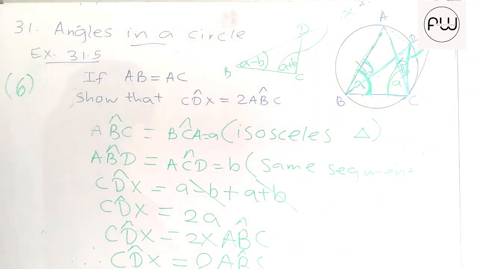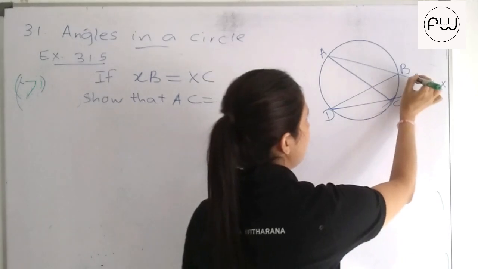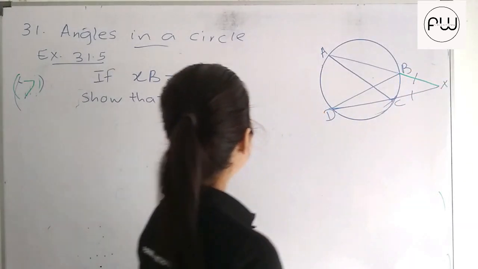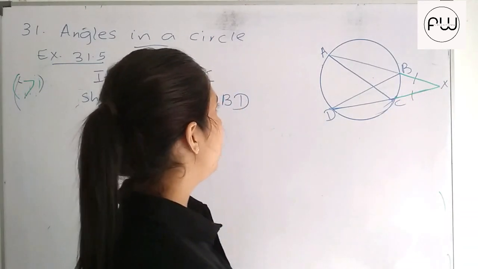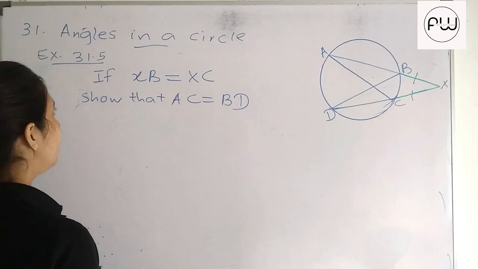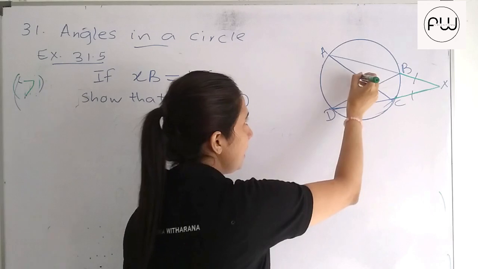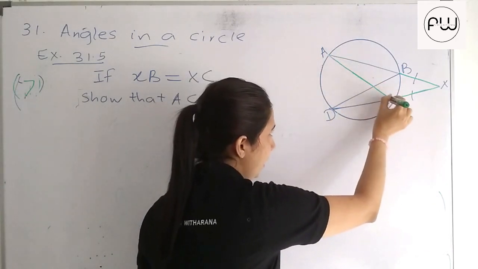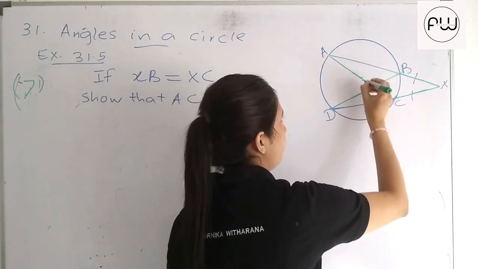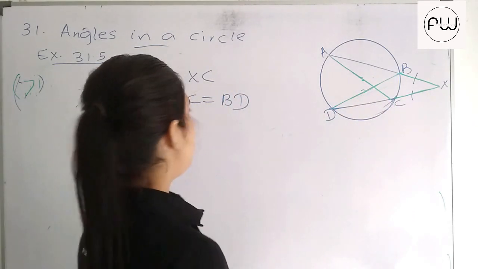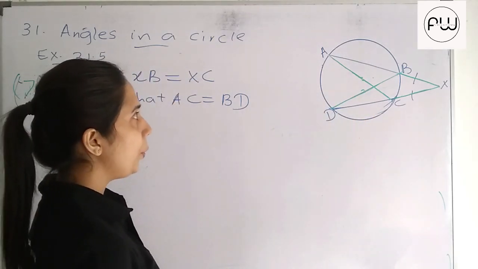You are given one piece of information. What is it? XB, this side, is equal to XC, this one. These two sides are equal. And what we have to prove here is that AC equals BD. AC is this side, and BD is this one and this one. We have to show these two sides are equal. Now, how can we prove it?